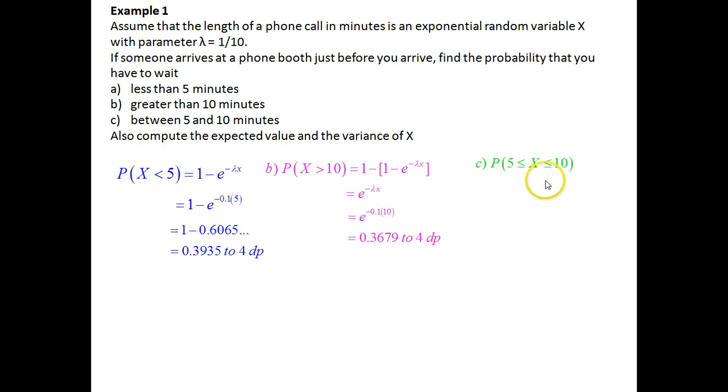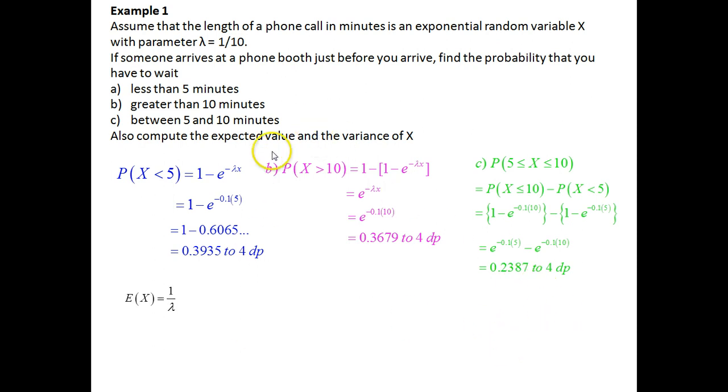Between 5 and 10 minutes, so I need to work up to 10 minutes and take away up to 5. This is continuous, so greater than or less than makes no difference. So 1 minus e to the minus 0.1 times 10, take away 1 minus e to the minus 0.1 times 5. The ones cancel, and I have minus minus, so plus e to the minus 0.1 times 5 minus e to the minus 0.1 times 10, giving us 0.2387 for between 5 and 10 minutes wait.